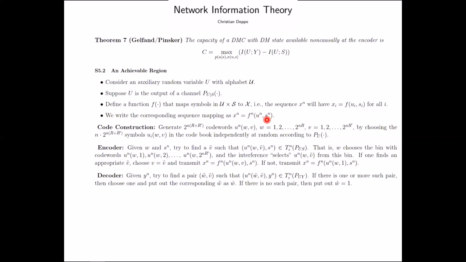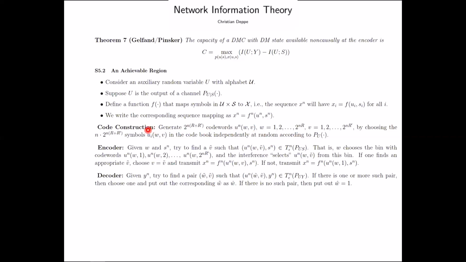Now in our code construction, we use binning again. So we generate 2^{n(R+R')} codewords u^n, using our auxiliary alphabet U, depending on W, that's the message, and on V, that is the index within the bin. And we choose all symbols in the codebook independently and randomly according to the random variable U.